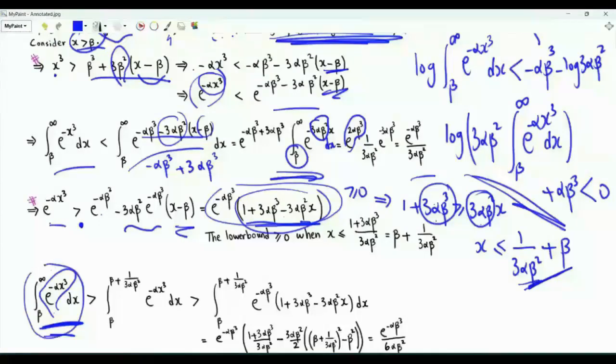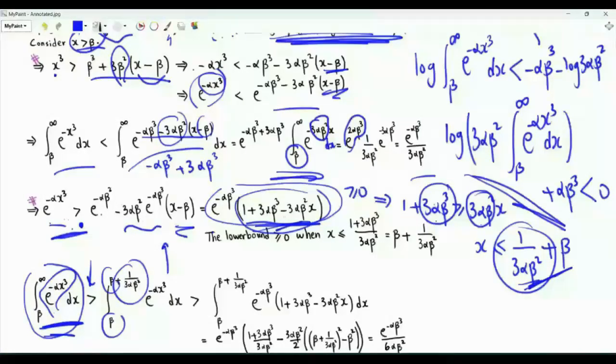To lower bound our integral of interest, we first restrict the integral to that from beta to beta plus 1 over 3 alpha beta squared. This step is valid because the integrand is strictly positive in our case. Then we go back to our inequality here based on the convexity of the function e to the minus alpha x³ when x exceeds the cubic root of 2 over 3 alpha. We integrate both sides from beta to beta plus 1 over 3 alpha beta squared. We get a lower bound in this integral.